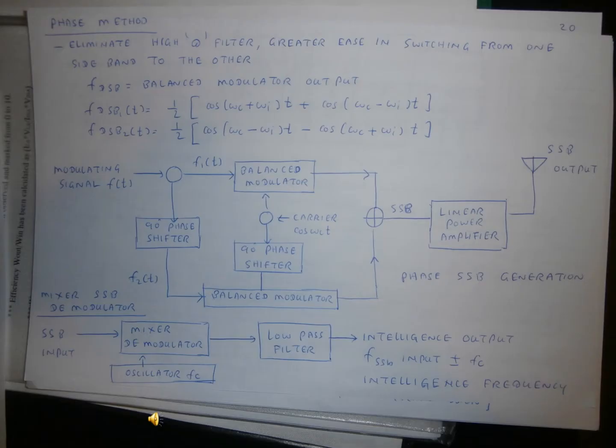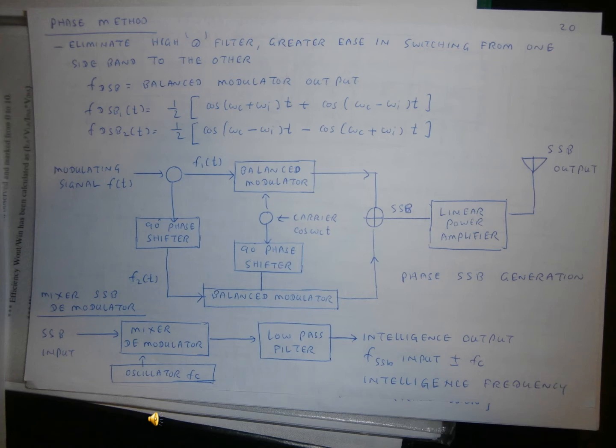The next one will be the phase method. The phase method eliminates the high-Q filter. The advantage is in switching from one sideband to another. In this case, the phase method makes it easier to switch from one sideband to another. We also eliminate the high-quality filter, so that the sideband frequency appears.